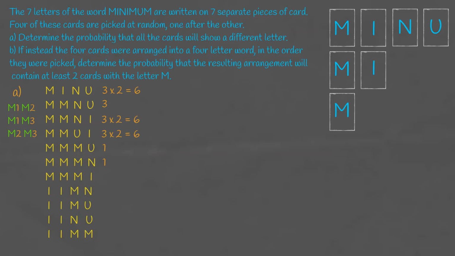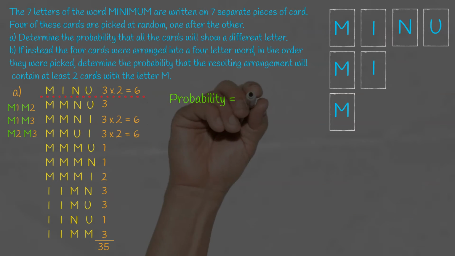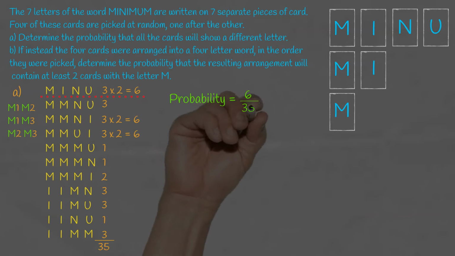However, when we get to MMMI, we have 2 different I's to choose from. So again, there's 2 ways to choose MMMI. When you've worked out every line, you'll see that there are 35 different ways to choose 4 cards. Now there is only one line where every card is a different letter, MINU, and there are 6 ways to choose MINU, so the probability is 6 over 35.